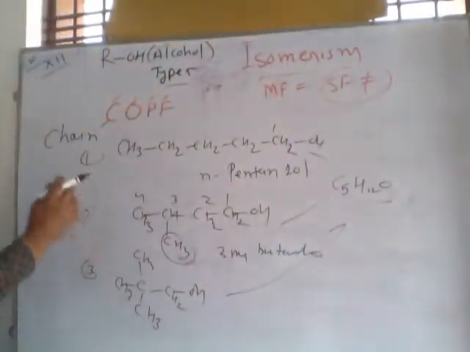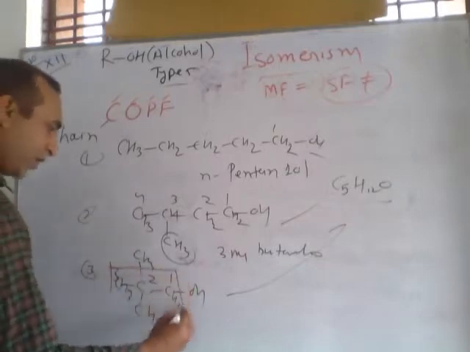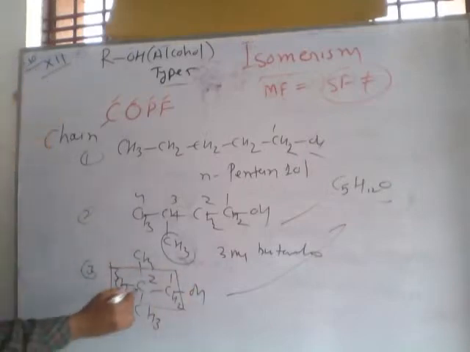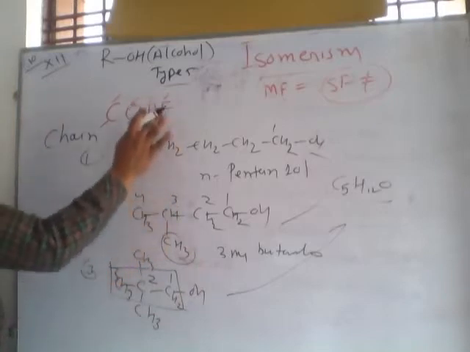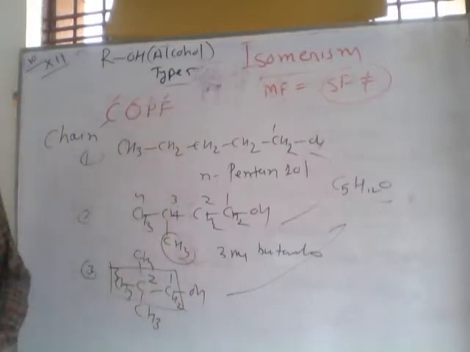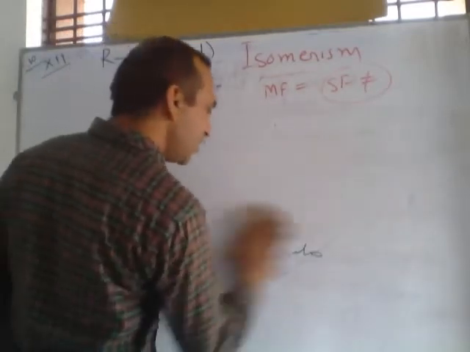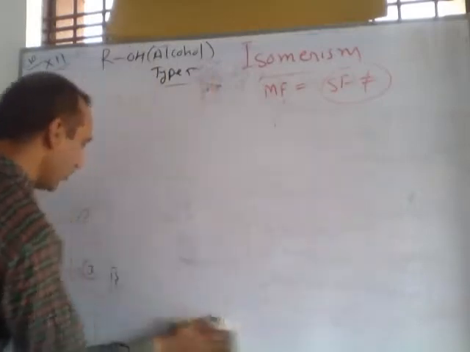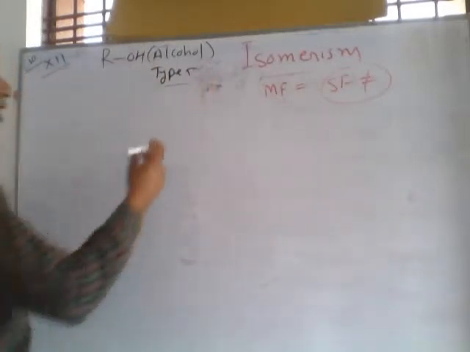What is the name of this compound? 1, 2, 3. In this compound there is a straight chain of 3 carbons. On the second carbon 2 methyl groups are present. So this is called 2,2-dimethylpropanol. So if there is a different chain of carbon and the compounds have the same molecular formula, these different compounds are called chain isomers and the phenomenon is called chain isomerism. So we have written what?